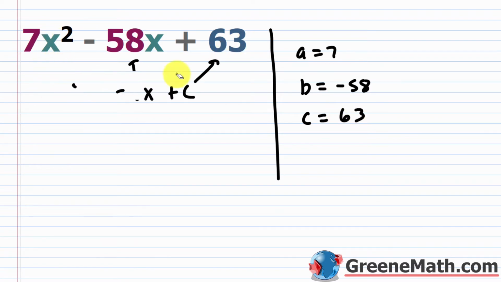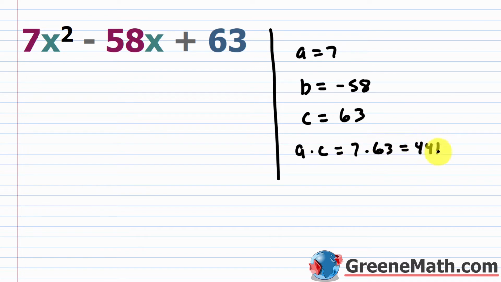Okay, so we can get rid of this. Now, here comes the first step. You want to multiply a times c. When you hear AC, it's just the product of a times c. So a times c is 7 times 63, which is 441 if you punch that into your calculator. Now, the next step is going to be the most tedious.